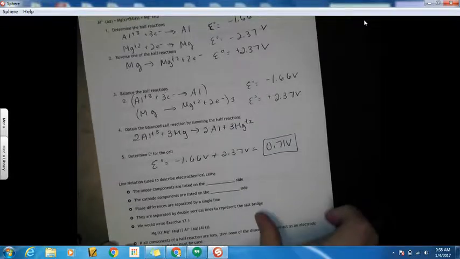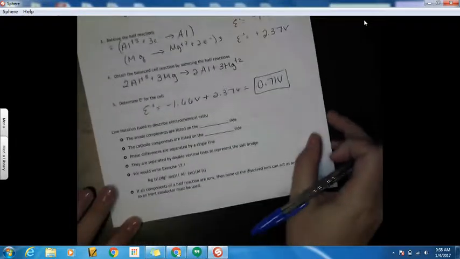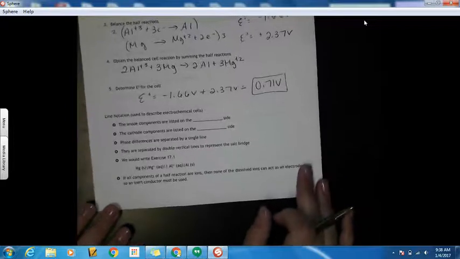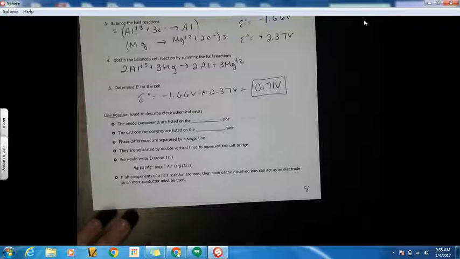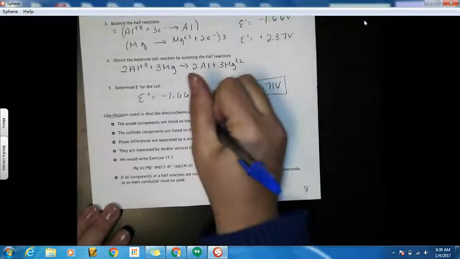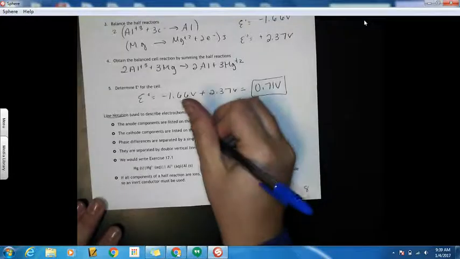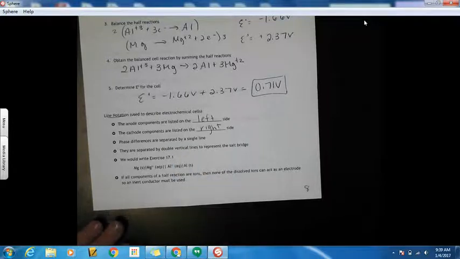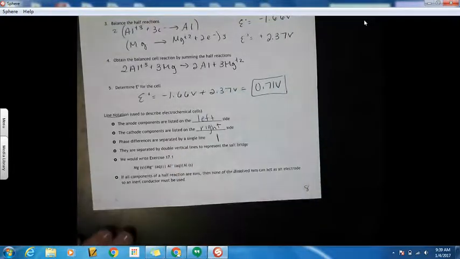All right. So another way we can describe an electrochemical cell is by what's called line notation. Okay. Anode compartments are always listed on the left side, and you'll see that in diagrams as well. And the cathode is always on the right side. Okay. Our phase differences are separated by a single line, meaning a single vertical line like so. And then they are separated by a double vertical line like so for a salt bridge.